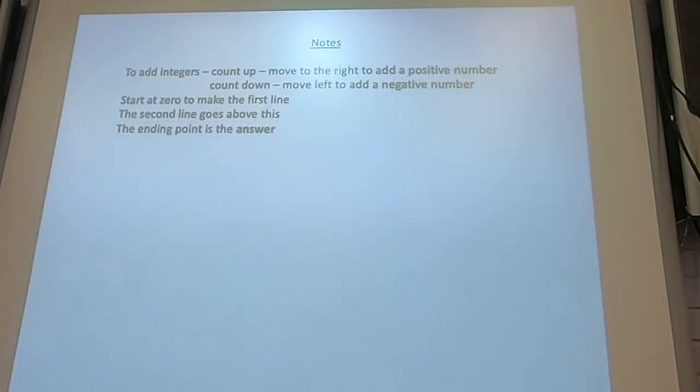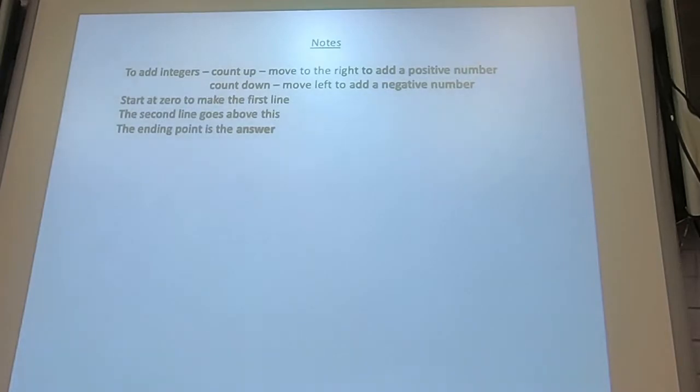You need to copy these notes. If you need to pause the video to copy them, please do so. Alright, to add integers using the number line, count up means you're adding a positive number, you're going to move right. Count down means you're adding a negative number, you're going to move left. You always start at 0.